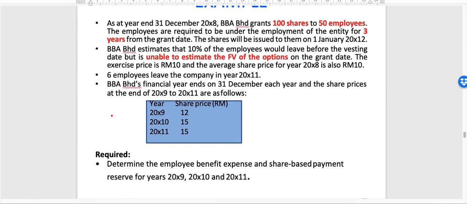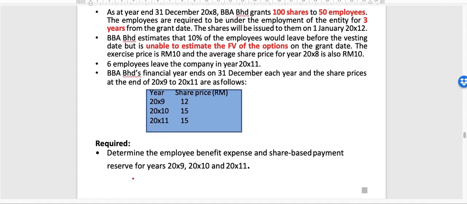As at year end 31st December year 8, BBA Berhad grants 100 shares to 50 employees. The employees are required to be under the employment of the entity for 3 years. So that means year 9, year 10 and year 11. The shares will be issued on 1st January year 12. Okay, you will issue the shares. This is when the exercise or the settlement takes place.